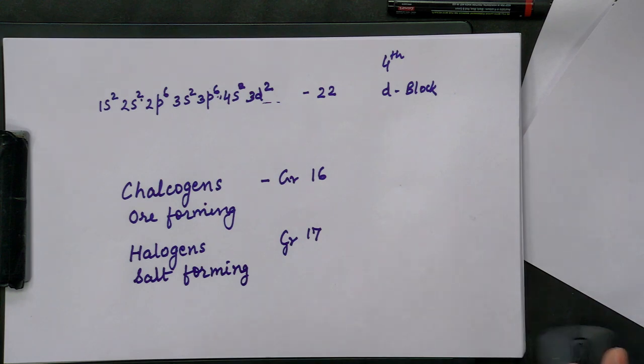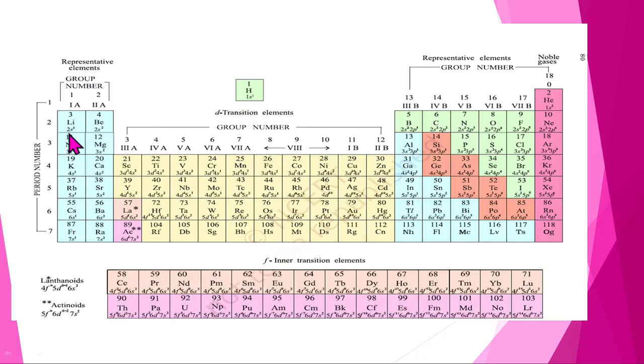Then one more important thing is metallic character. When we go down in the periodic table in a group, metallic character increases. That means which element will be most metallic? Lithium will be the least metallic and cesium will be the most metallic.